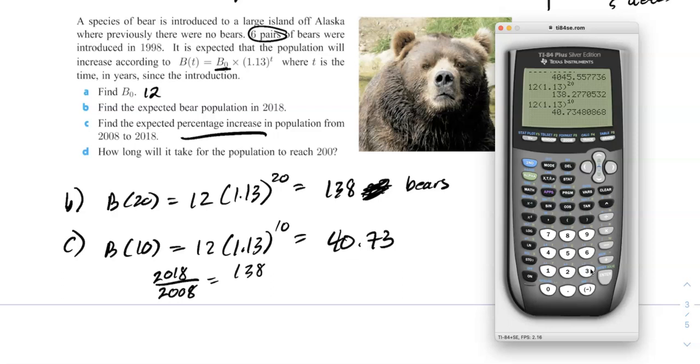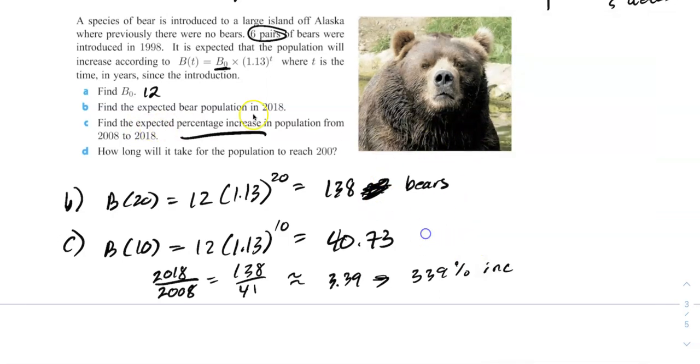And then the expected percent increase, you just go the number in 2018 over the number in 2008. So 138 over, let's say, 41 bears. So I was thinking of this value divided by this value. This would be my percent increase, which would be about 339% increase.